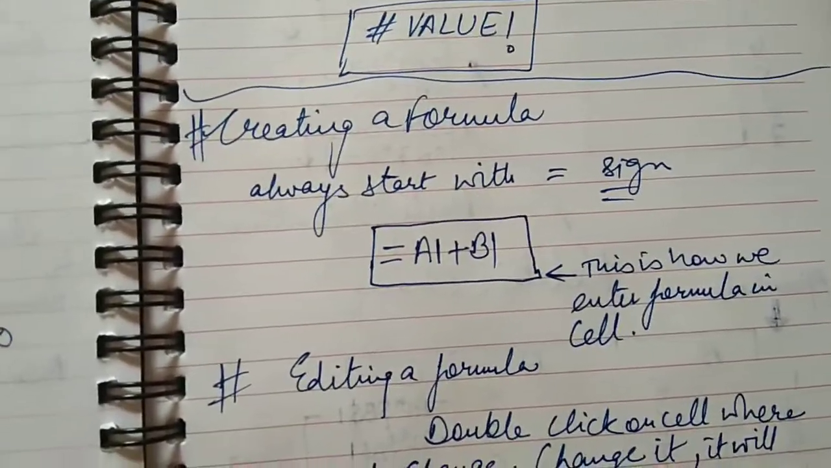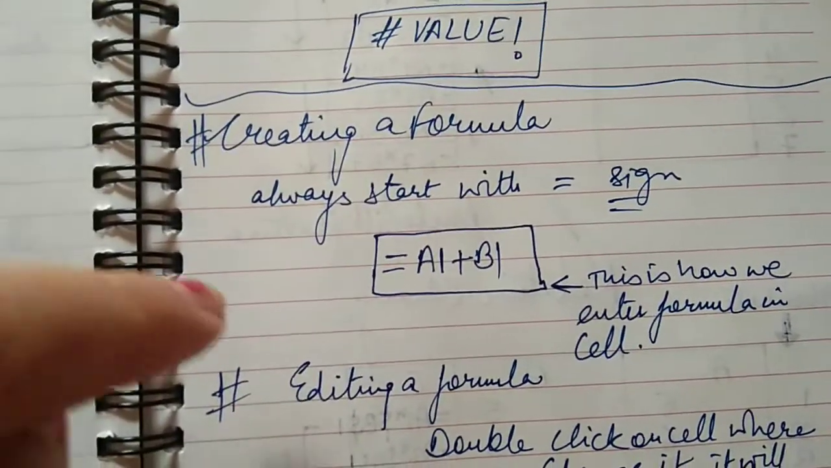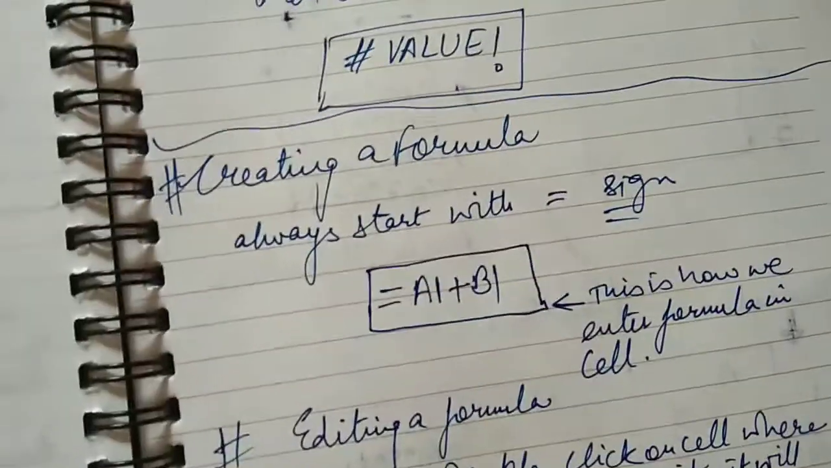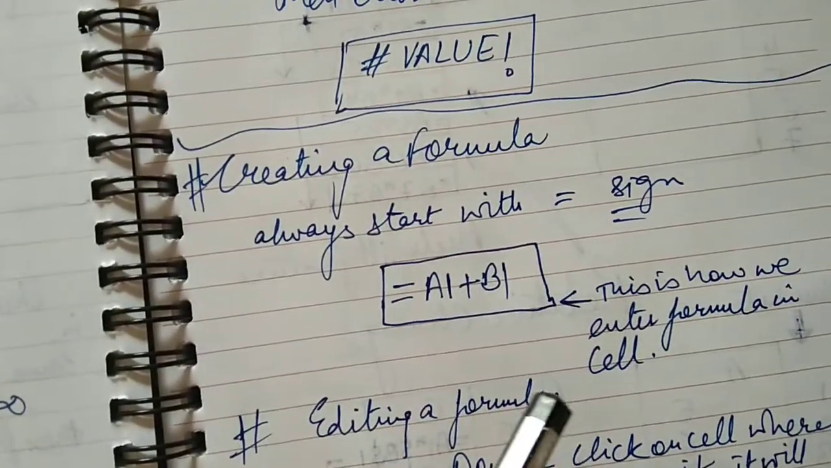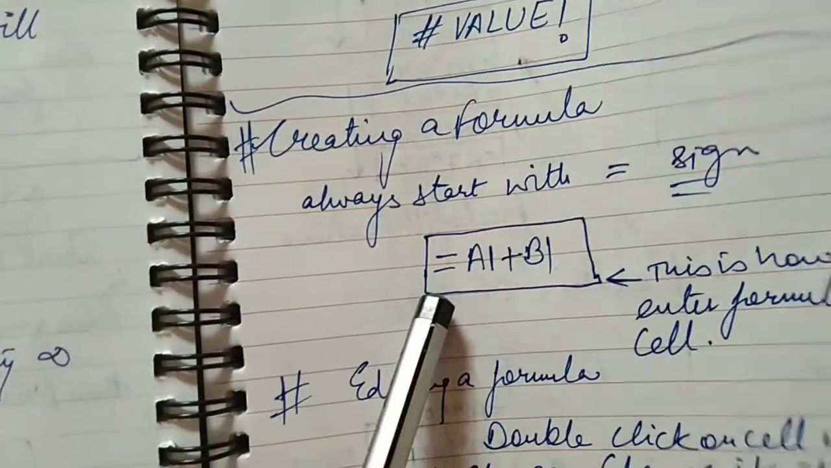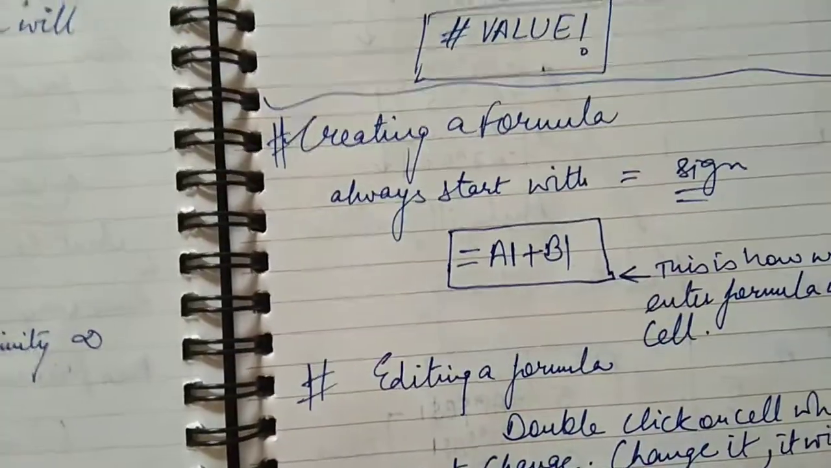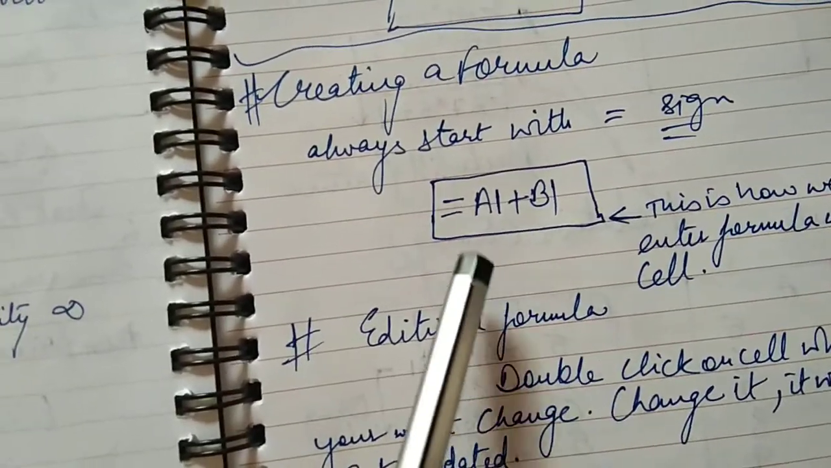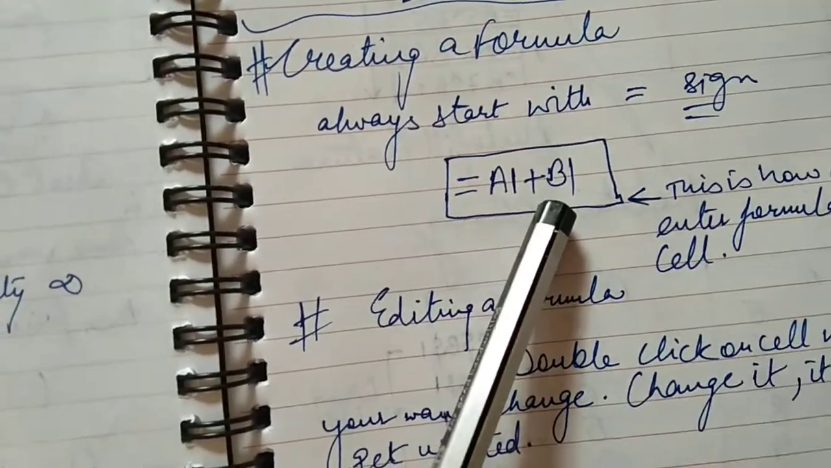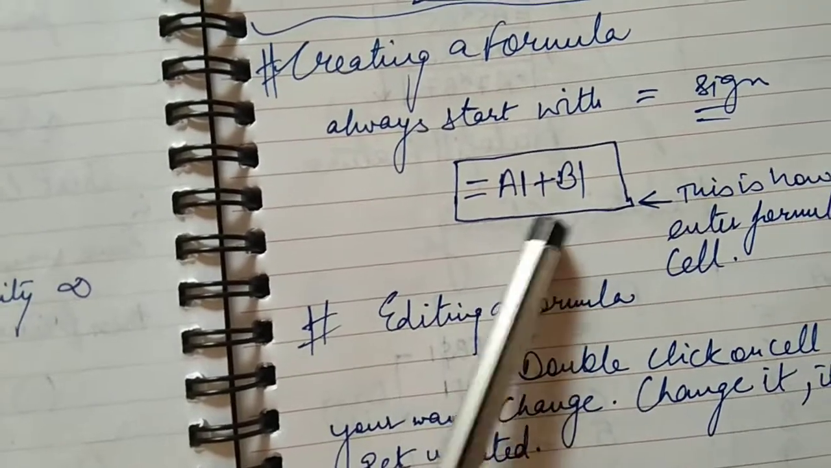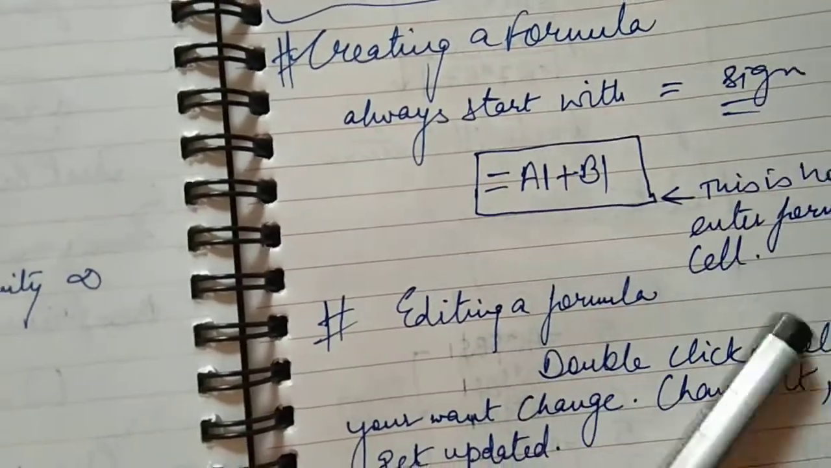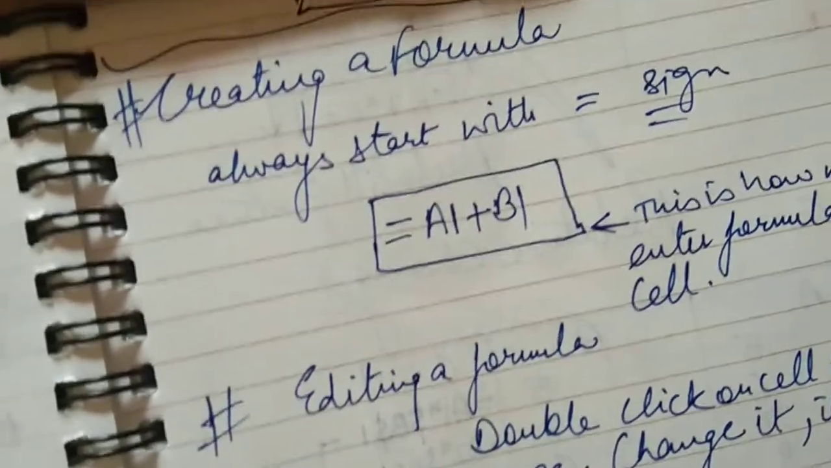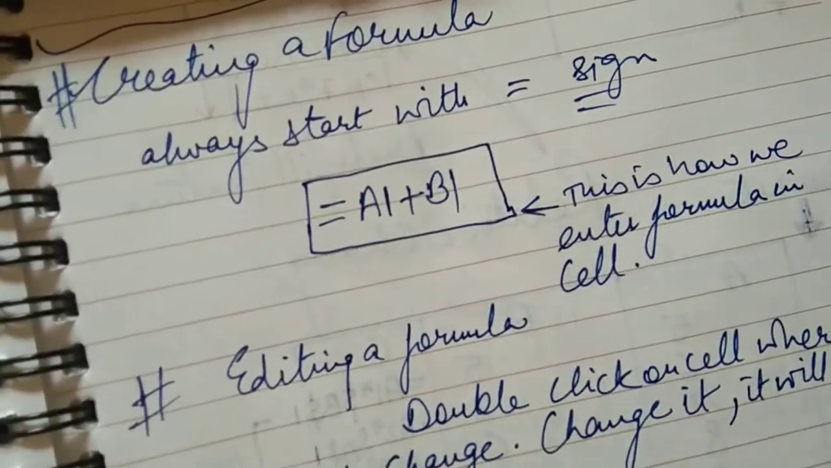Next topic is creating a formula. It is already explained in the last videos that a formula always starts in Excel with an equal to sign. Always when you start a formula in the cell, you have to write the equal to sign along with the formula, this way: A1 plus B1. So this is my formula. I want to add two cell values and I am writing cell addresses as A1 plus B1. So this is how I can enter the formula.